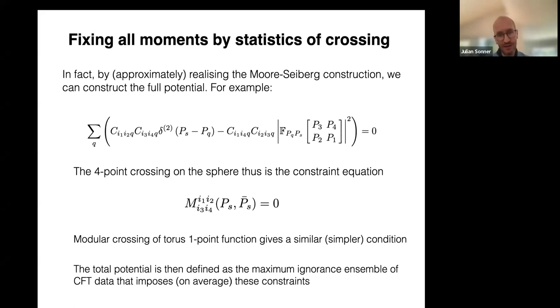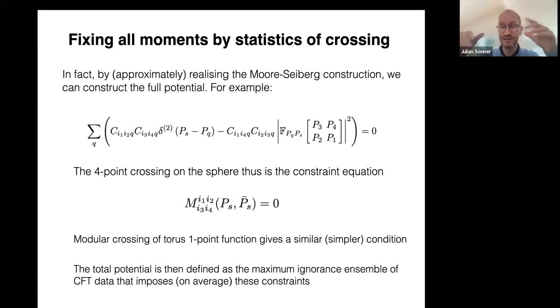So what we do is we have a 2D CFT, and what we will impose is we want to impose the crossing equation on the sphere of 4 operators, again, up to the tolerance. And we want to also implement modular crossing of 1-point functions on the torus. And if both of these conditions are met, you have a consistent CFT.